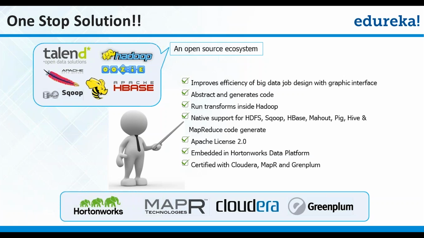And the most important thing is that Talend is an open source tool. So you don't need to pay for licenses. You don't need to buy heavy infrastructure for Talend. That's the biggest advantage. Talend improves the efficiency of big data job design with a graphical interface. It abstracts and generates code and runs transforms inside Hadoop. It has native support for HDFS, Sqoop, HBase, Mahout, Pig, Hive, and MapReduce code generation. It is Apache license 2.0, embedded in Hortonworks data platform, and certified with Cloudera, MapR, and Greenplum.